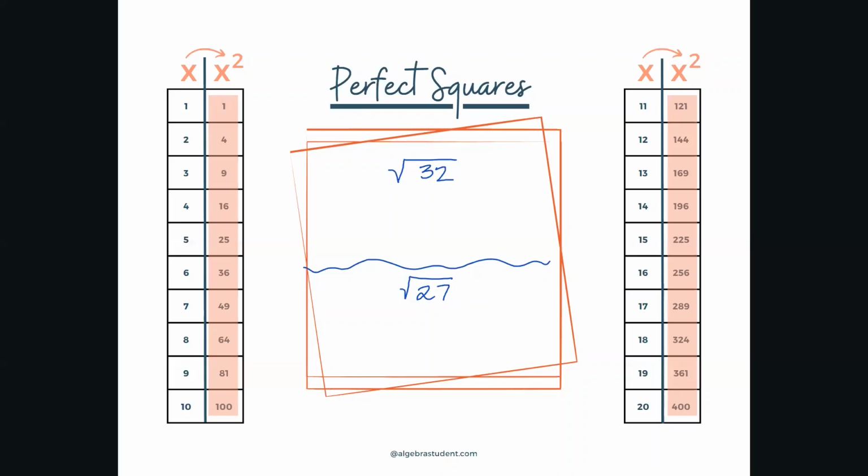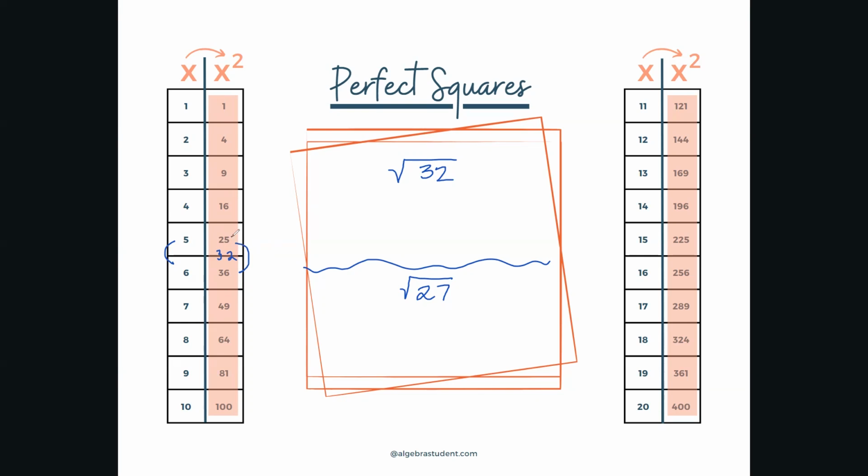Okay, let's take a look at these two square roots that we're going to simplify. When I look for square root of 32 over here, I see that it's somewhere between 5 squared and 6 squared. It's not a perfect square, so I need to start looking for smaller numbers that will divide by 32.